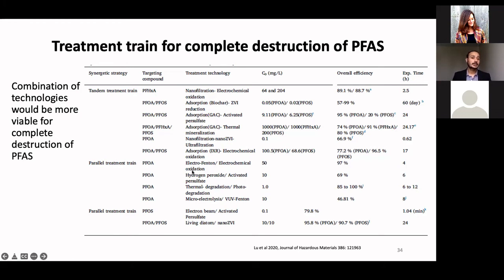And as you can see, it could be a tandem treatment train, where you apply a sequestration approach followed by a destructive treatment approach to achieve your treatment goals. About 90% removal or even 99% removal has been achieved by using different combinations of treatment. Or it could also be a parallel treatment where you combine 2 different technologies at the same time to achieve the treatment goals you're aiming for. But again, all these combinations of technologies are at the development stage.